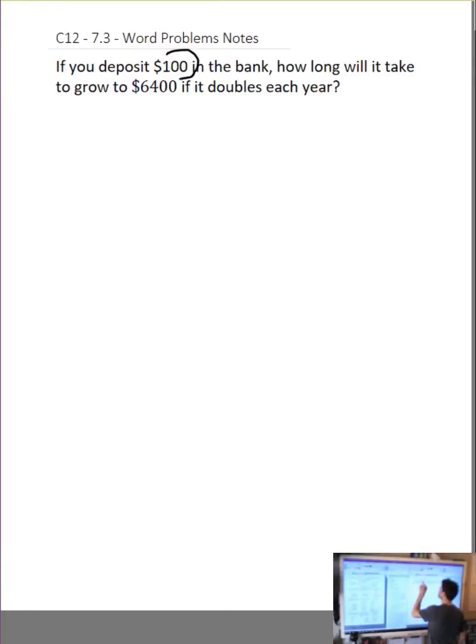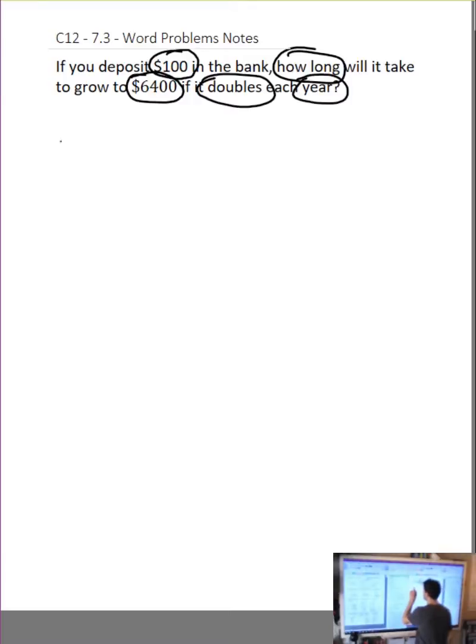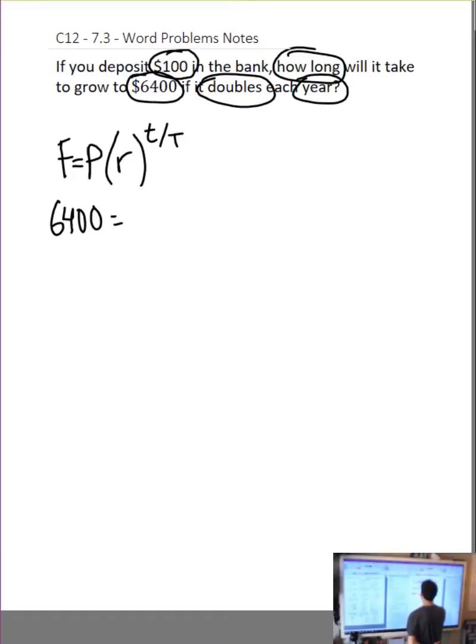So if we deposit $100 in the bank, how long will it take to grow to $6,400 if it doubles every year? So I'm going to use the growth and decay formula. F equals P, open bracket, r to the lowercase t over capital T. And let's substitute. So the future value is going to be 6,400. Our present value is going to be 100. Our rate, so we're doubling, is going to be 2 for doubling. As we've seen in the past, tripling 3, quadrupling 4, half-life 1/2, 2 for doubling.